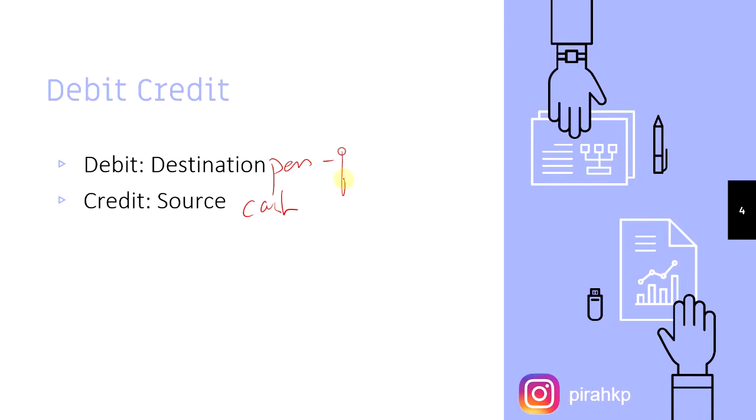Let's say you bought furniture on account. Furniture is your destination. You wanted it. You wanted to achieve it. So furniture is debit. And you bought it on account. Account is accounts payable. A debt. That debt is your source. So that's your credit. Let me give you another example.